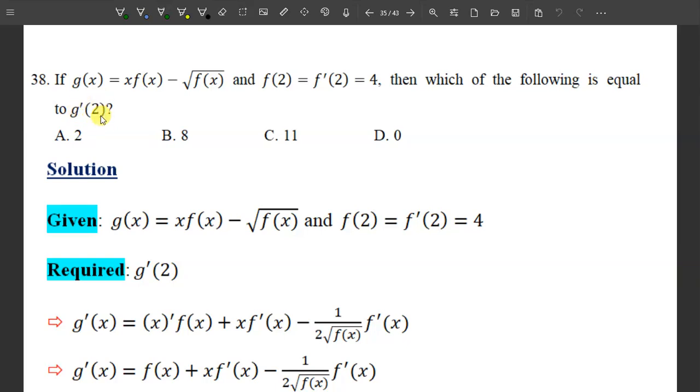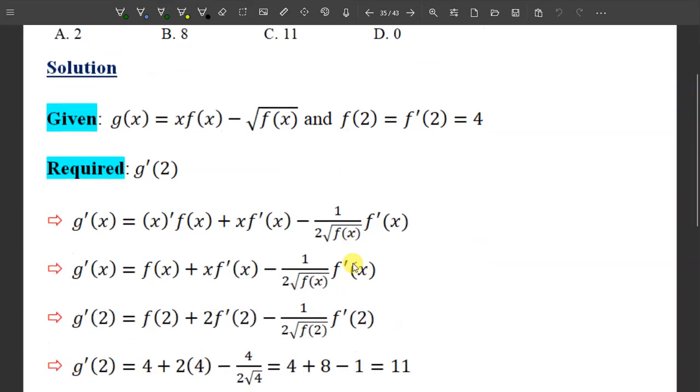Now to solve this one, to find g prime of 2, what we have to do is differentiate g of x is equal to x f of x minus the square root of f of x on both sides of the equality, which means differentiate this part and then differentiate this part. Here we will get g prime of x, the derivative of g of x, is equal to the derivative of x f of x. Apply the product rule of derivative.